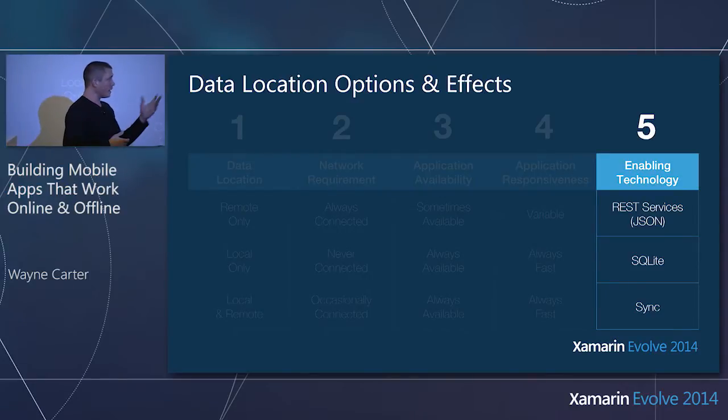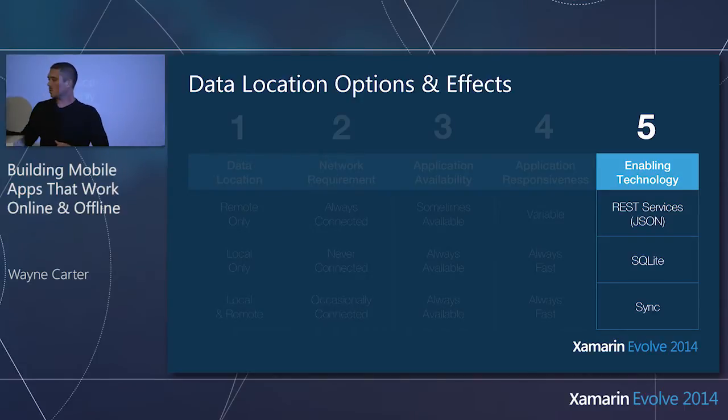So what do you typically see developers using to enable these strategies? On the far left, the remote-only strategy is most typically enabled today using JSON over REST. There are other approaches to doing this, but this is the one you're going to find mostly in mobile today. The local-only strategy is typically enabled using SQLite. It's a popular embedded relational database. It's available on all your popular mobile platforms. And then the remote local hybrid strategy is enabled using some synchronization technique to do the reconciliation of the two stores.